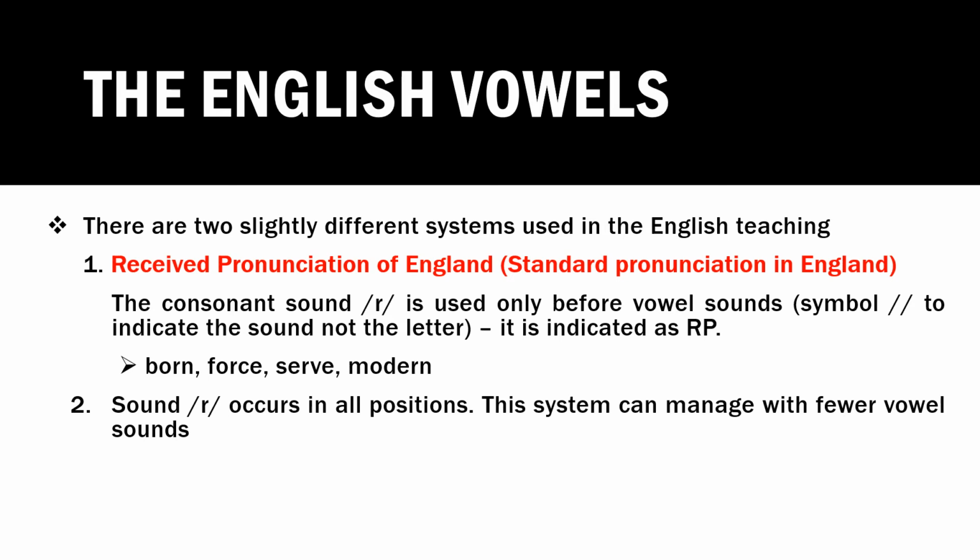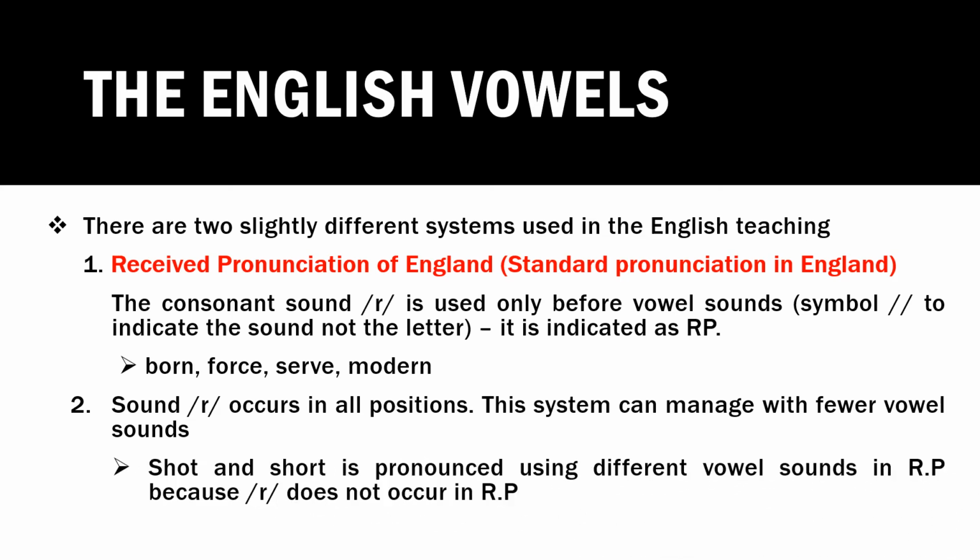The other pronunciation system uses R in all positions. So this system can manage with fewer vowel sounds. In short, we can say in received pronunciation we need more vowel sounds, as they don't use the sound of R after a vowel. But in the other pronunciation system, they can manage with fewer sounds.